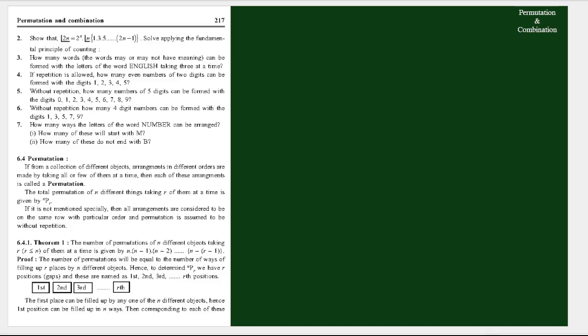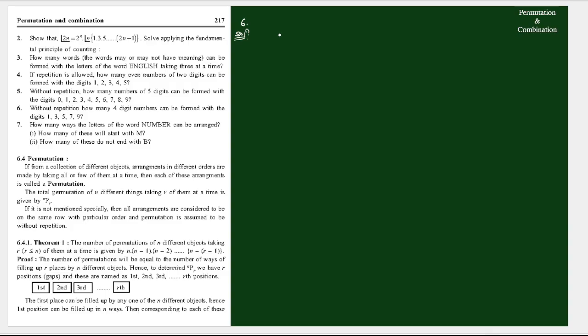Okay, now let's come to question number 6. Here it says without repetition. Without repetition, how many 4-digit numbers can be formed with the digits? I think now you will be able to do it by yourself. I believe that you understood. Okay, you tell me whether you understood or not, in the comment section, in the message. Okay, you message me.